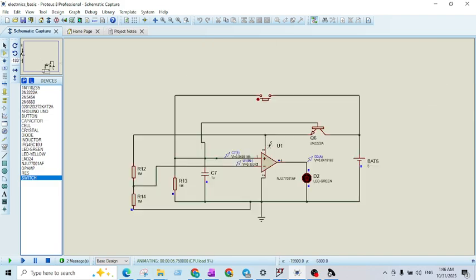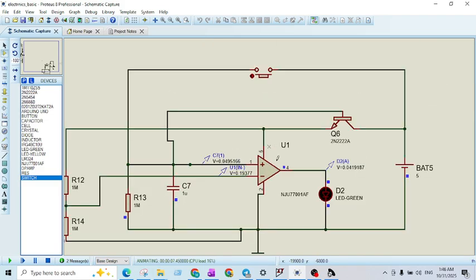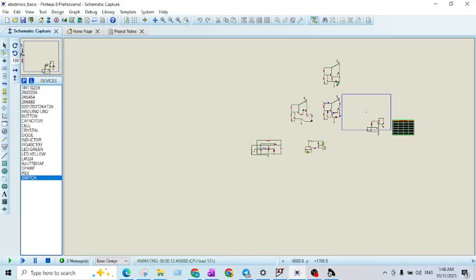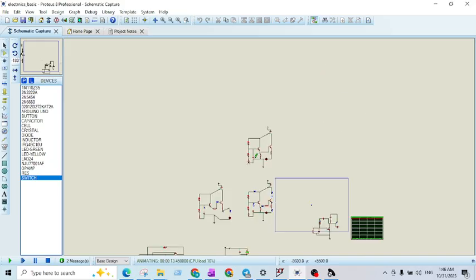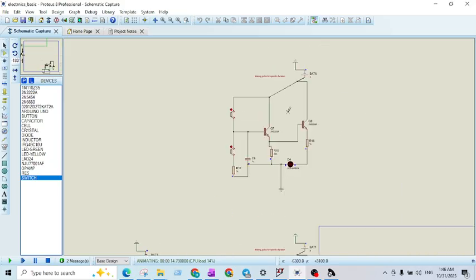Assalamu alaikum. In the previous video I made a circuit with an op-amp where, if I press the push button, this LED is on for a certain time and then turns off again. And I will do the same thing with a BJT. I have many circuits here, so let's talk about the first circuit.